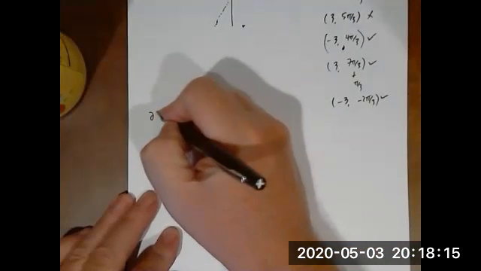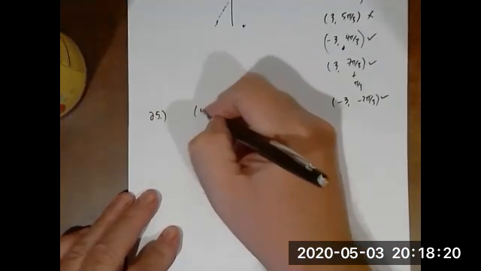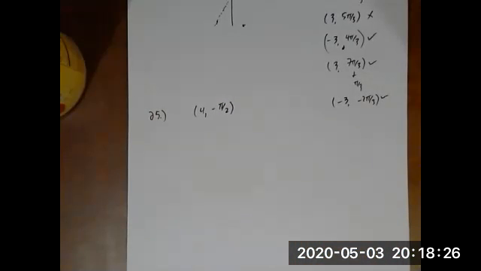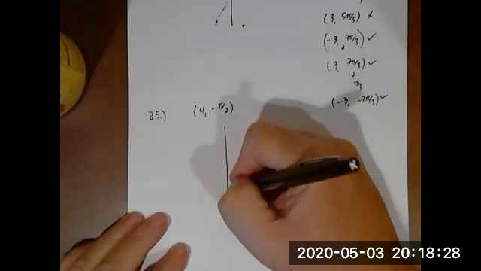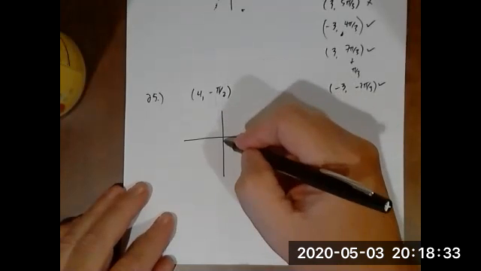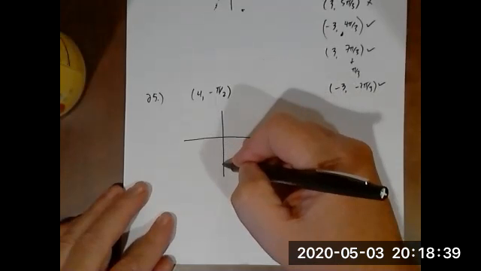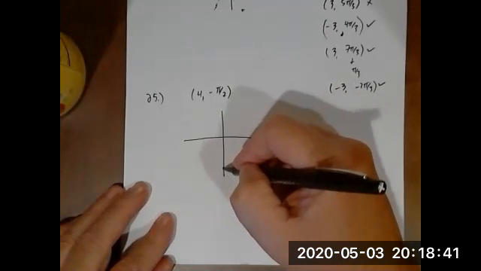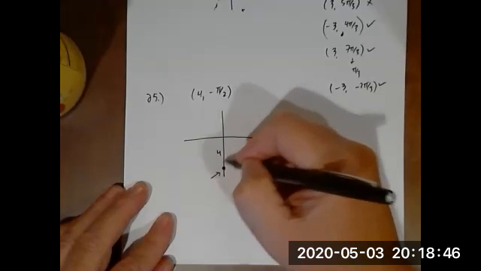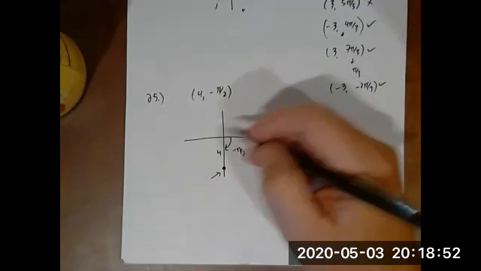25 is the same kind of problem. The initial polar coordinate is (4, negative pi over 2). So negative pi over 2 is going straight down, and we'll just say 4. So we'll say it's right here. Distance of 4, angle negative pi over 2.